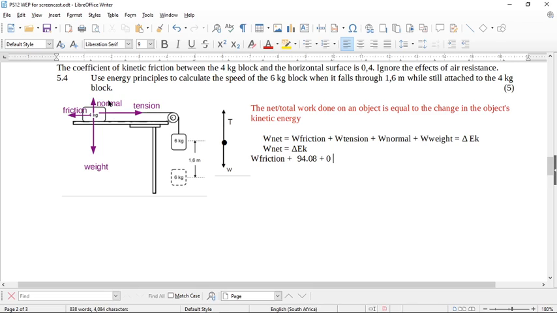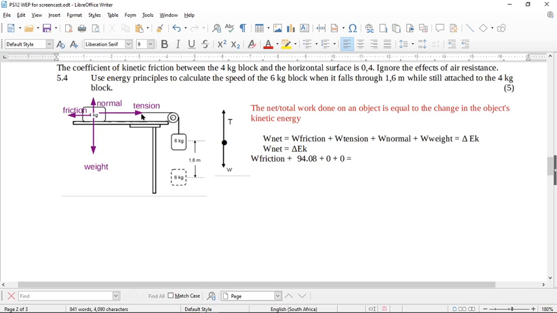Okay. Then we need to add in the work done by the weight of the 4 kilo block. This is also 0 because it's at 90 degrees to where we're moving, so it's not having any effect here. And now we need the change in kinetic energy. But the thing is, here we've got two objects with kinetic energy, so we have to consider them here.